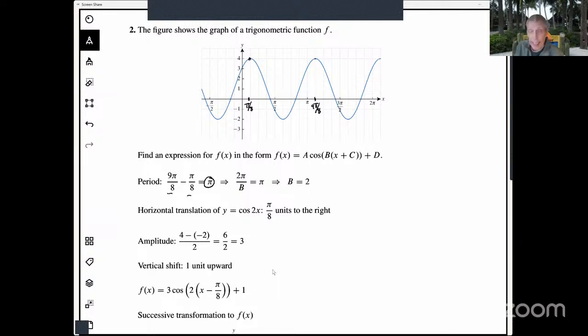So using that same formula from problem number 1, we know that 2 pi divided by b must be equal to the period. So I can solve for b and get that equal to just plain old 2. Now, since we want to get an expression using a cosine function, it looked to me like there was a horizontal translation of the cosine function pi over 8 units to the right. So it looks to me like C is going to be equal to pi over 8. I'm sorry about that 2 in there.